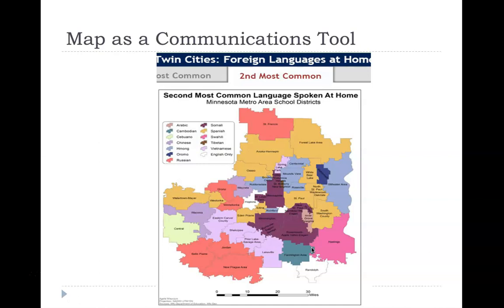This one also covers the Twin Cities metro area, but it would not help you get from A to B. There are no roads on it. You wouldn't refer to it, but it does help you understand where populations are in terms of immigrant populations through the use of language, right? The second most common language spoken at home within area school districts. So we're looking at a younger population. Again, you wouldn't use this to get from A to B, but you would use it to disseminate. You would use it as a communications tool.